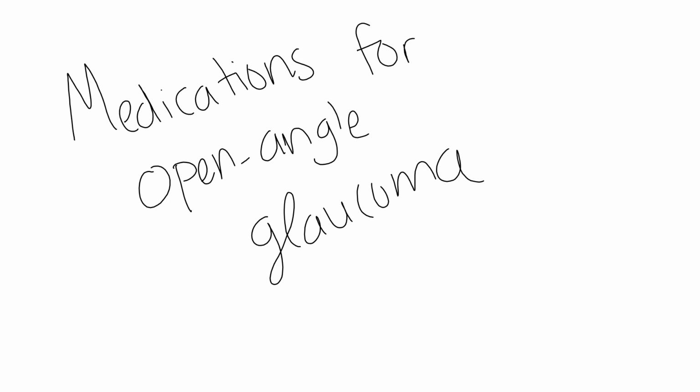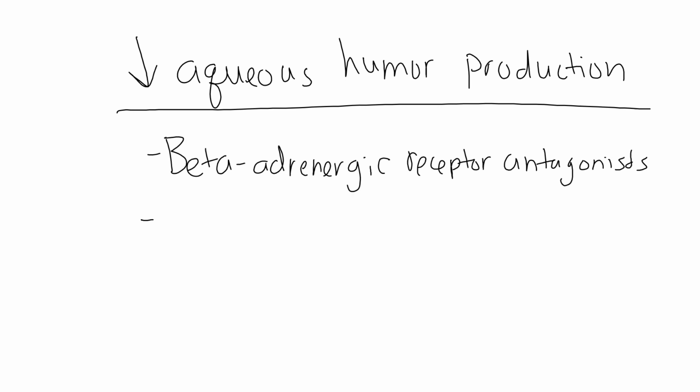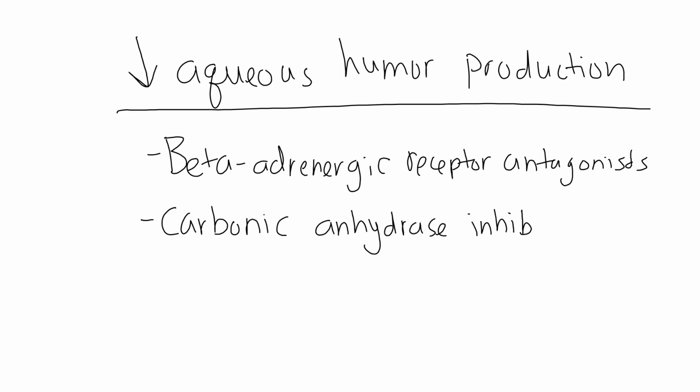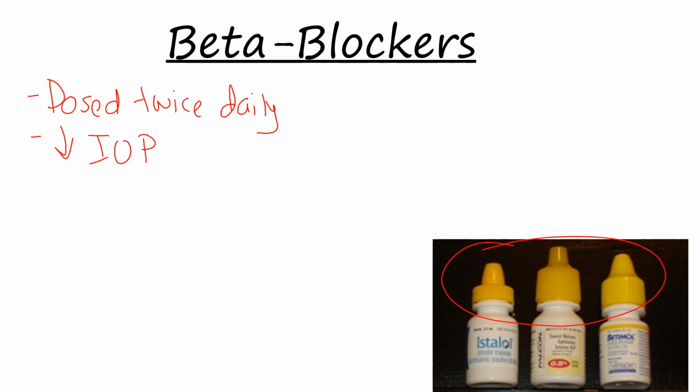The first class of medicines are those that decrease aqueous humor production and includes the beta-adrenergic receptor antagonists and the carbonic anhydrase inhibitors. Beta-adrenergic receptor antagonists, or beta blockers such as timolol, are eye drops that generally have a yellow cap and are usually dosed twice daily. They lower intraocular pressure by about 20 to 30%.